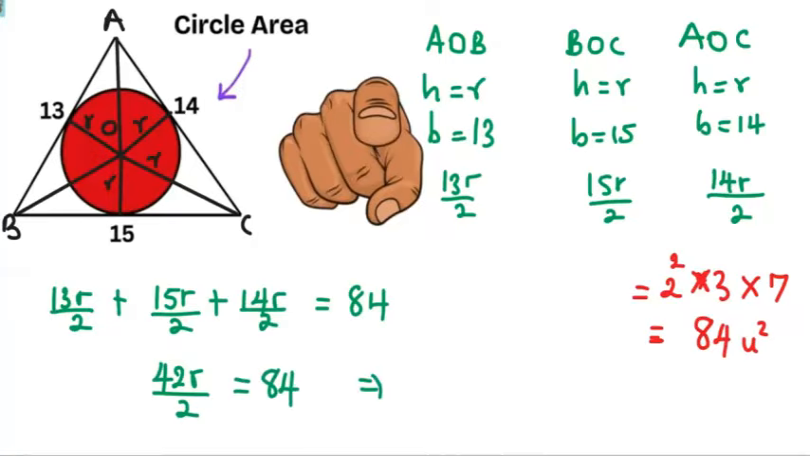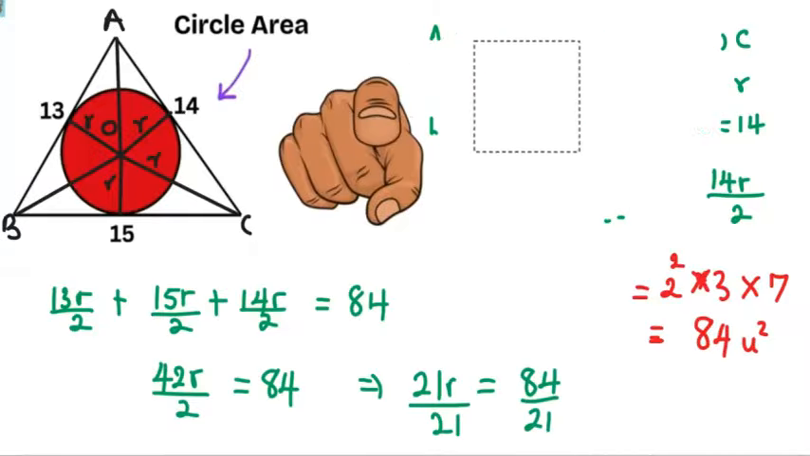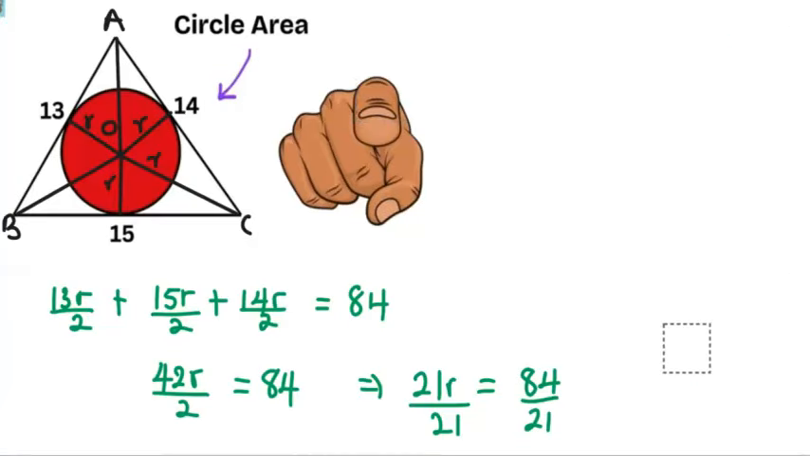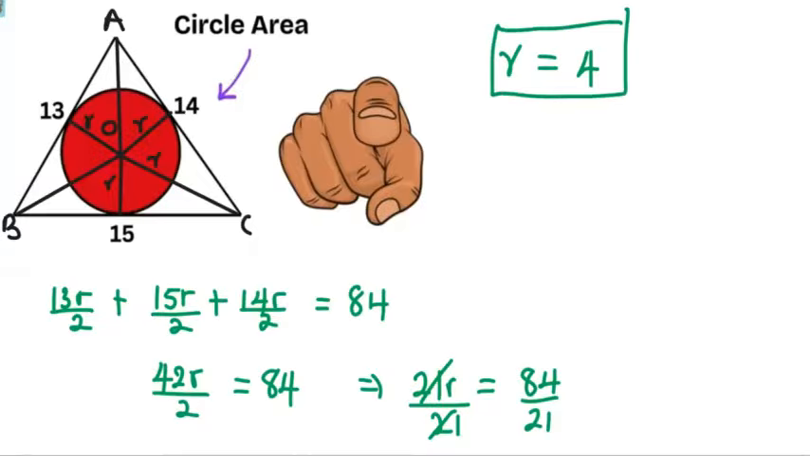And from here, the left-hand side simplifies to 21r, which is equal to 84. So dividing both sides by 21, these both get cancelled. Therefore, we have the radius of the circle is equal to 84 divided by 21, giving us 4 units. So this is the radius of the circle.